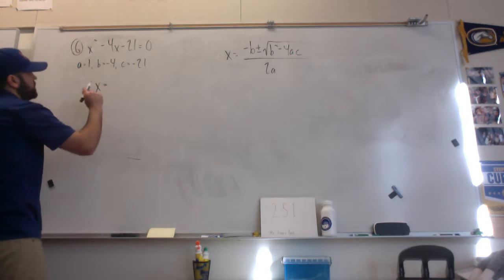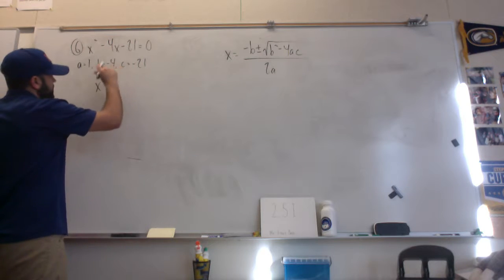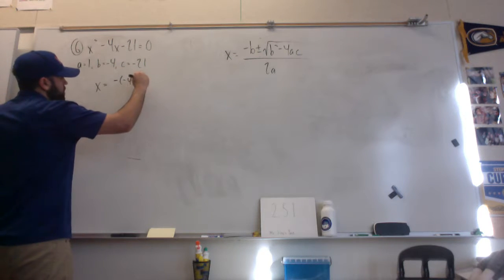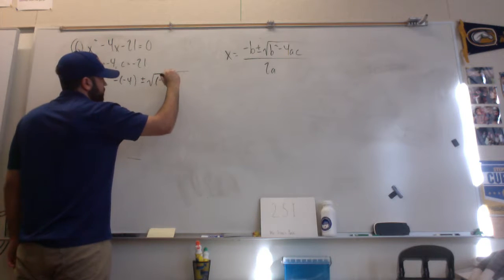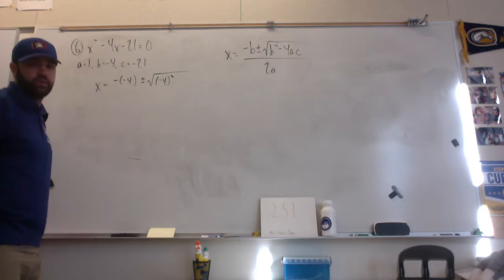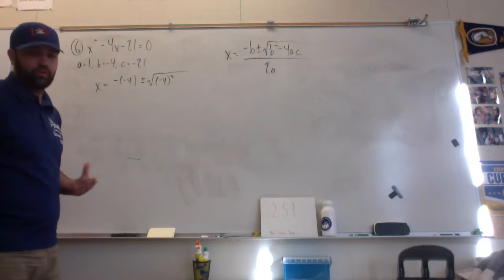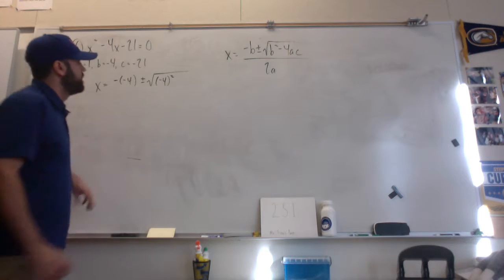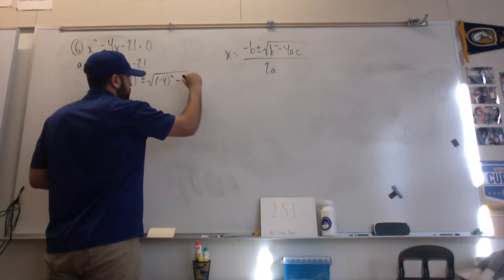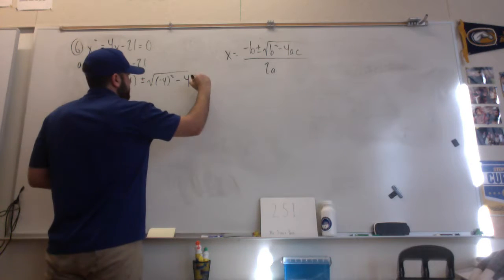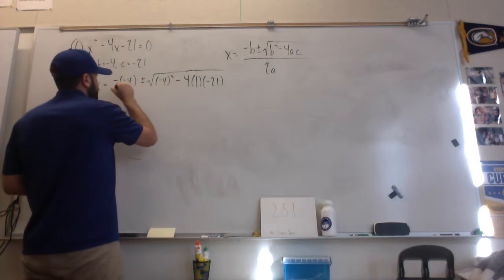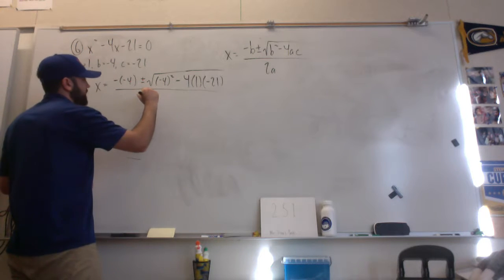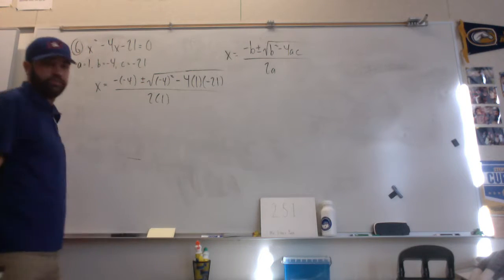x equals negative b, which would be negative negative 4, plus or minus the square root of negative 4 squared. Put that in the square root so you don't end up making that negative, because we know that negative 4 squared is actually 16. Minus 4 times a, which is 1, times c, which is negative 21. And this whole thing is over 2 times a, 2 times 1.